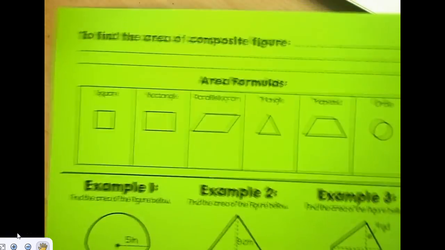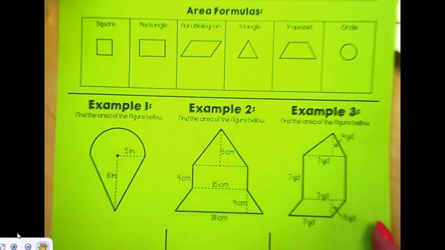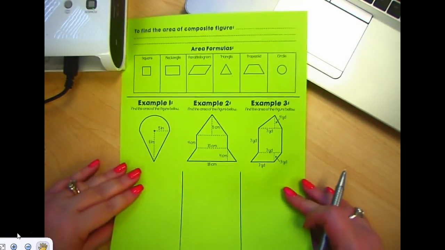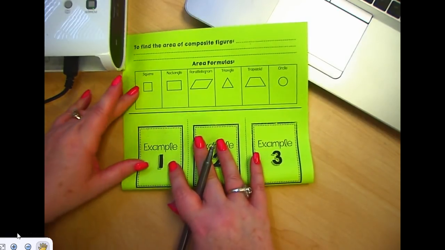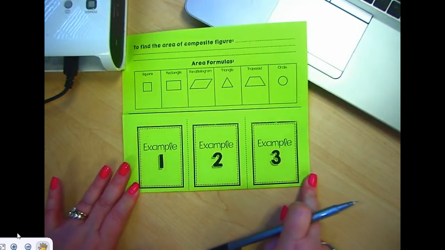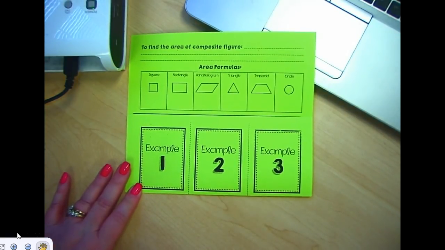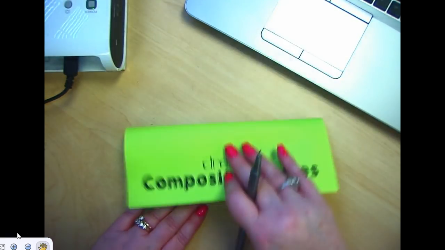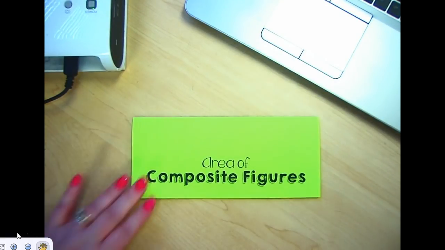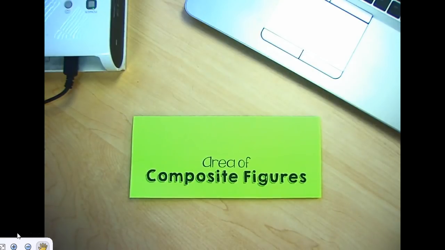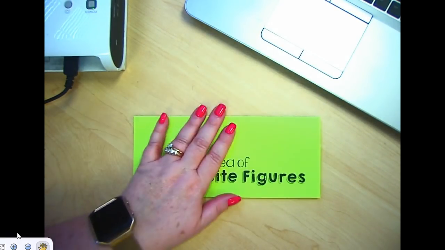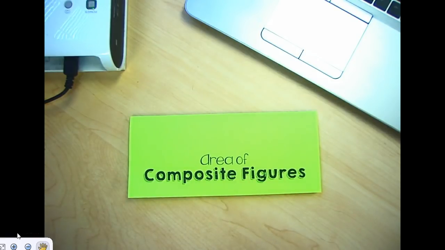First thing we're going to do is we are going to fold. If you're looking at the inside of your foldable, you're going to take the bottom, fold it up to that line. Then you're going to take the top and fold it down. There's your title. All right, so we're doing area of composite figures.